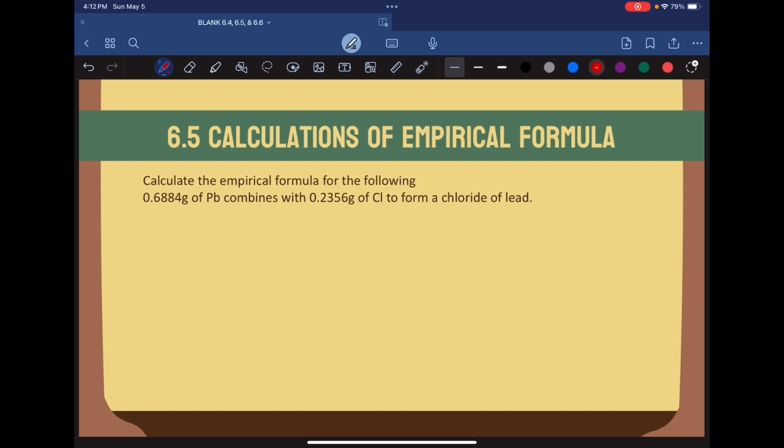You're going to calculate the empirical formula for the following. 0.6884 grams of Pb combines with 0.2356 grams of Cl to form a chloride of lead. So step 1 is to convert to moles of each atom. So I'm going to convert my 0.6884 grams of Pb, which is lead, and I need to convert that to moles. I'm going to find that number off of the periodic table, which is 207.2 grams of Pb to 1 mole of Pb. I know grams of Pb will be at the bottom because I started with grams of Pb and I'm converting to moles. So when I put that in the calculator, I like to personally round out to 4 decimal places, or 4 sig figs.